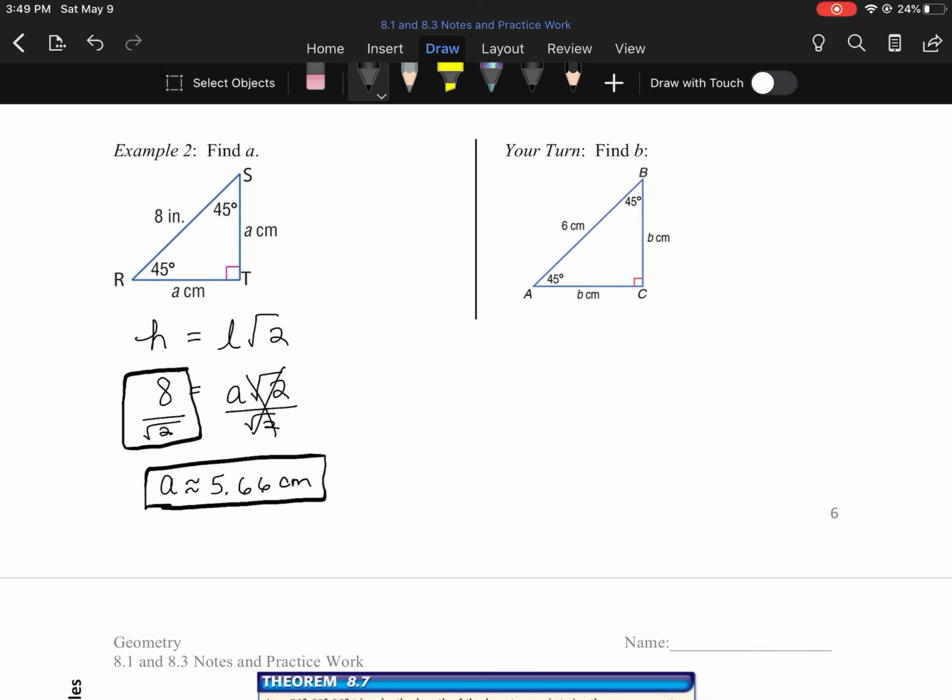It's something we don't do. We never leave a radical in the denominator. We do a process called rationalizing, and I'm going to show you quick what rationalizing is.